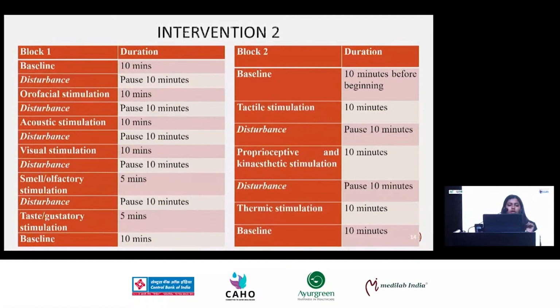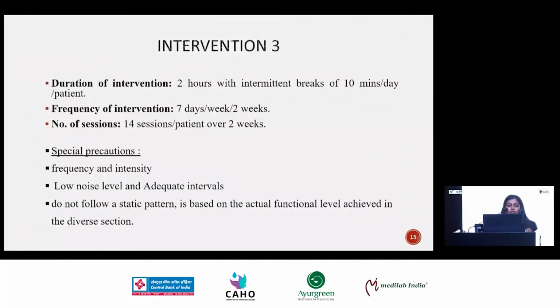Every stimulation was followed by a 10 minute break, and every block was preceded by a baseline of 10 minutes and finished with a baseline of 10 minutes. The total duration of intervention was 2 hours with intermittent breaks of 10 minutes for every patient for every day, and frequency of intervention was 7 days per week for 2 weeks. The total number of sessions for each patient was 14.